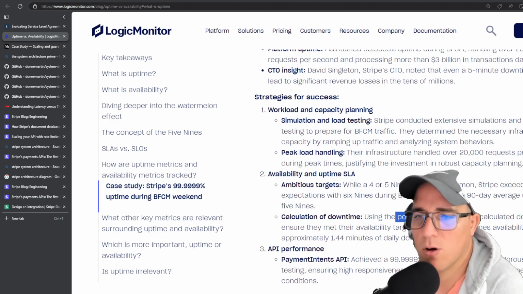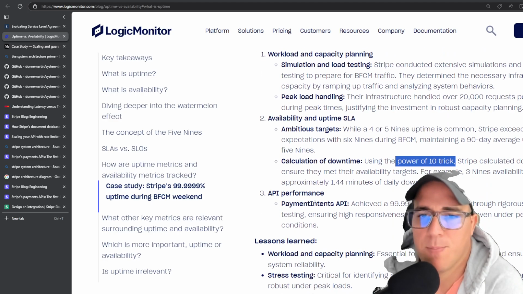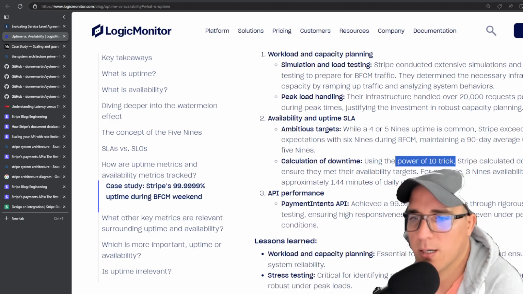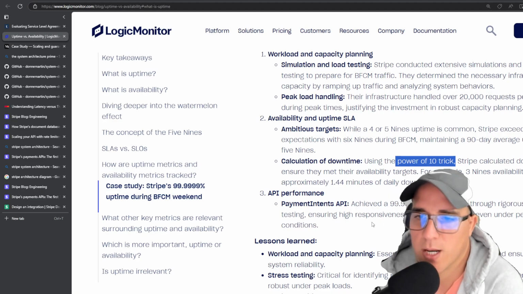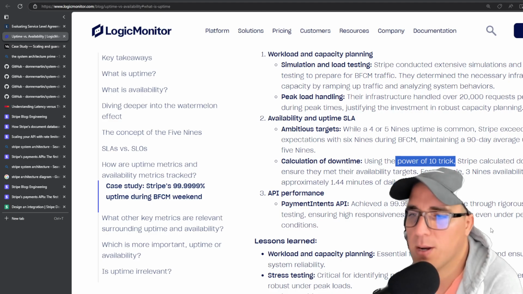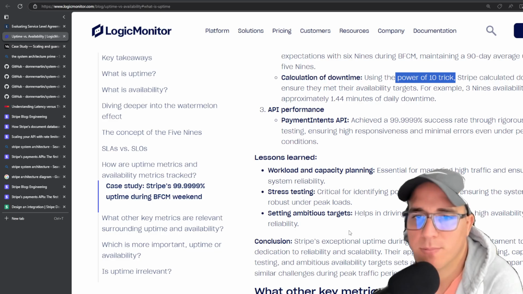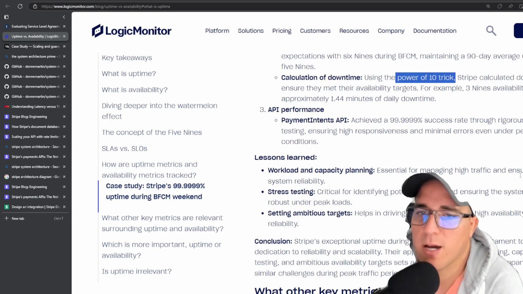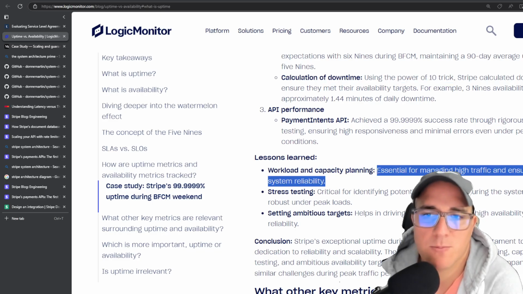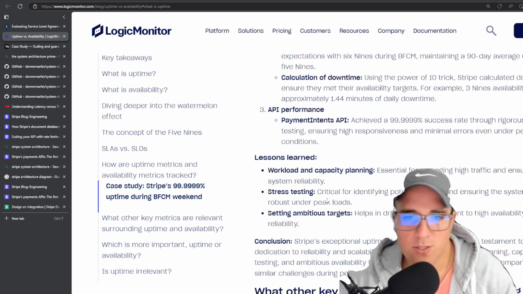Okay, API performance. The Payment Intents API achieved a 99.99999% success rate through rigorous stress testing, ensuring high responsiveness and minimal errors even under peak traffic conditions. Okay. Lessons learned: workload capacity planning is essential for managing high traffic and ensuring system reliability. This is very important, guys. I believe this is very important.